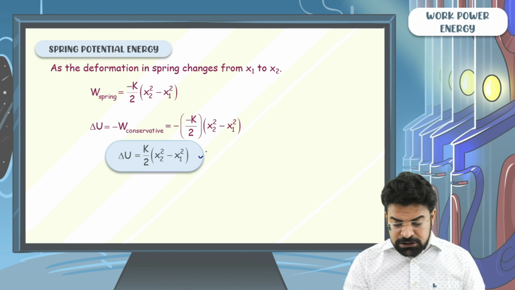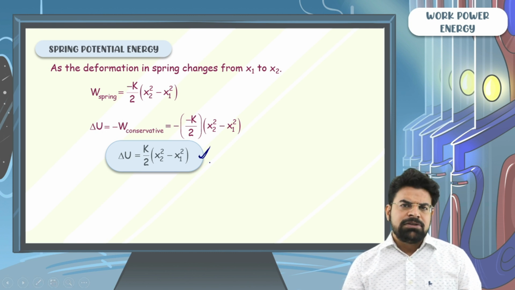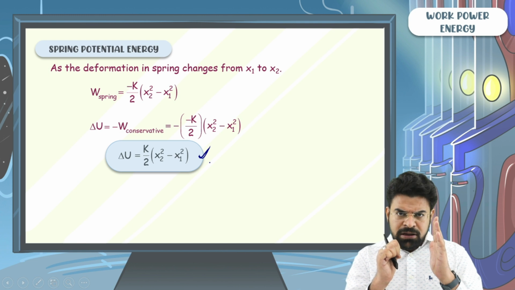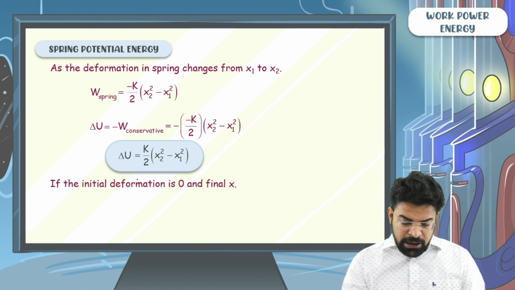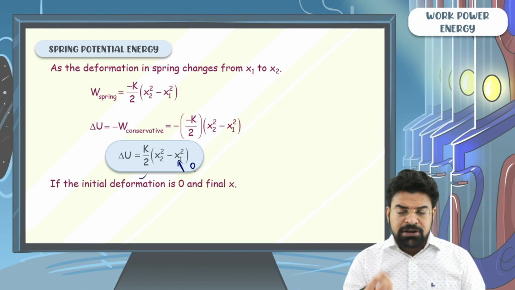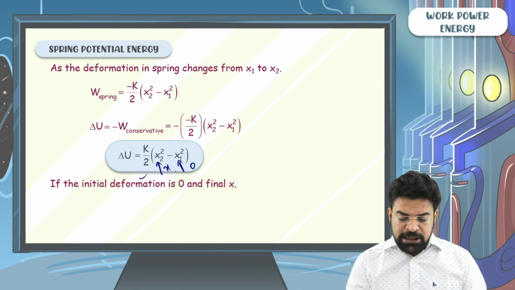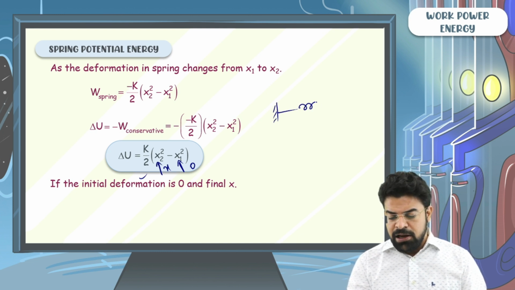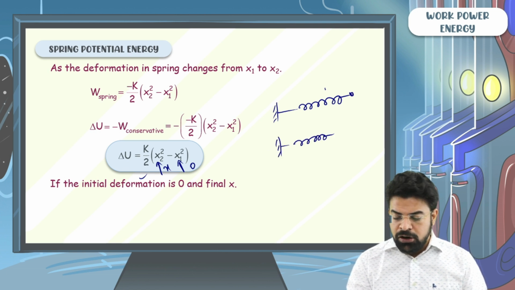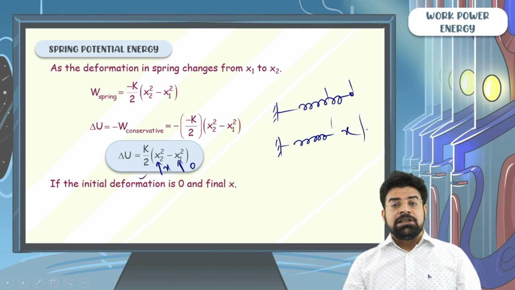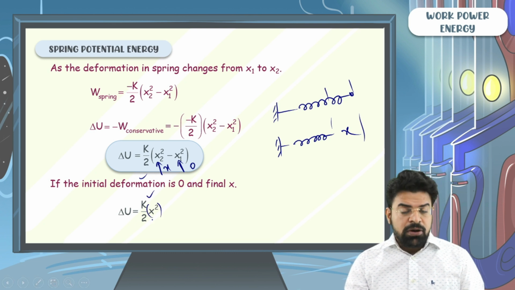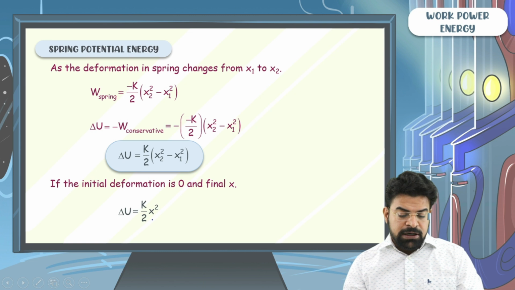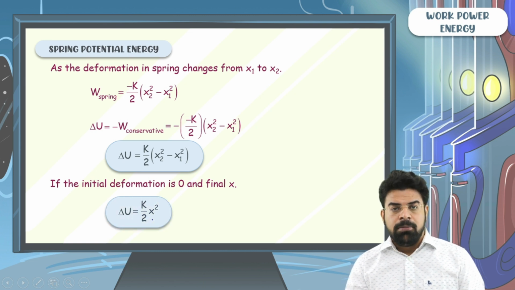So the change in potential energy came out to be the same as work done by external agent when the point A moves slowly. Yes. Now let's say the initial deformation x1 is 0 and the final deformation is x. So initially the spring is in its natural length and the final deformation, whether compression or elongation, is x. Then the change in potential energy of the spring will be k by 2 into x square minus 0 square. So you get delta U equals kx square by 2.